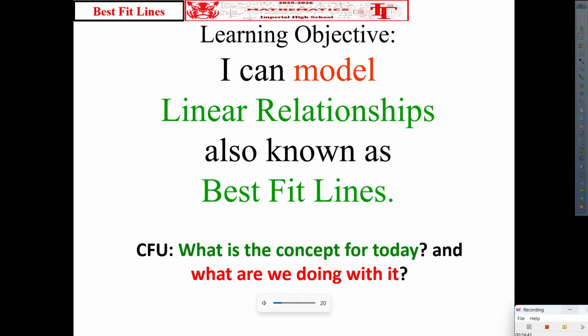Okay, guys, so our objective was to model linear relationships. Have we been doing that? Yes. Have we been finding best fit lines? Yes. So, I'm going to send you a blank screen really quick, and sketch me an emoji and give me a number from 1 to 5. How comfortable are you with best fit lines? Sketch an emoji and a number from 1 to 5.